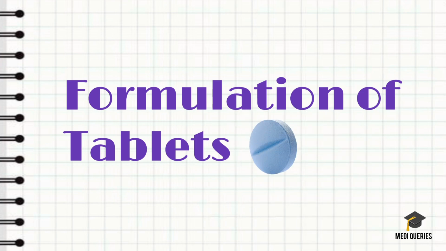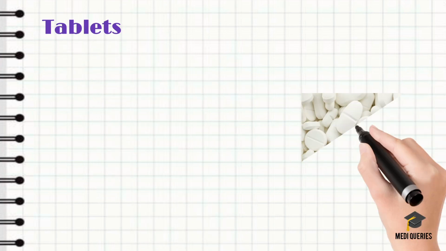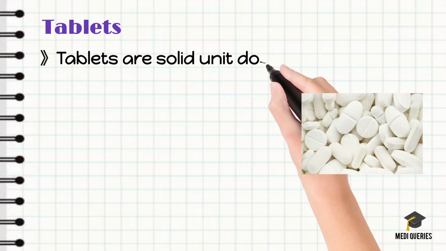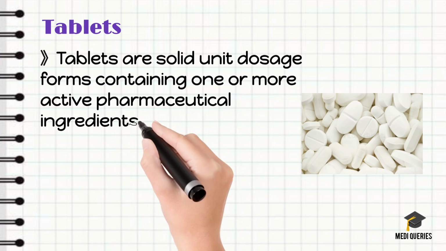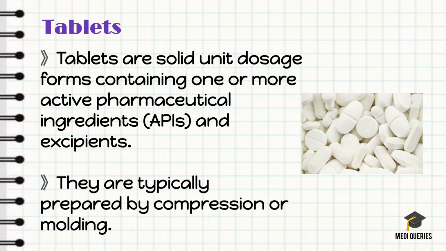So let's begin with the basics of tablet formulation here. Tablets are solid dosage forms containing a specific amount of drug and excipients designed for oral administration. They are the most widely used form of medicine globally due to their convenience and stability. Tablets can be swallowed whole, chewed, or even dissolved depending upon the formulation. They offer excellent dose precision, easy administration, and low product cost.